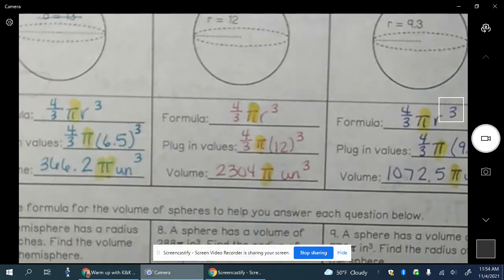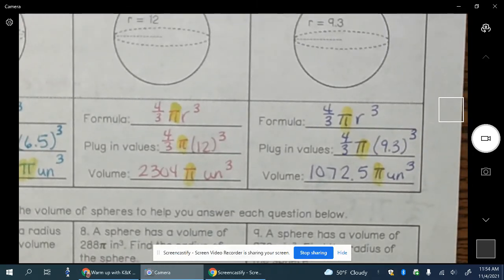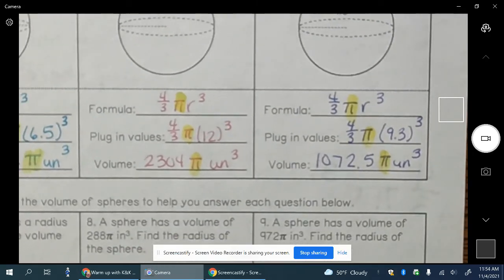Yes, Brandon. All right. Number 7 is the last one we're doing together. You're moving way too fast today. Number 7 says a hemisphere. What's a hemisphere? Half of a circle. Has a radius of 7. Find the hemisphere. So you're going to do the hemisphere formula and divide by 2. Do it by yourself, and then we'll go over it.